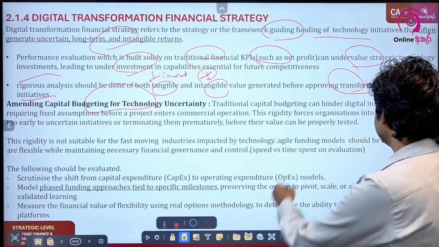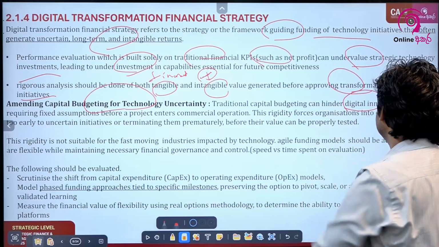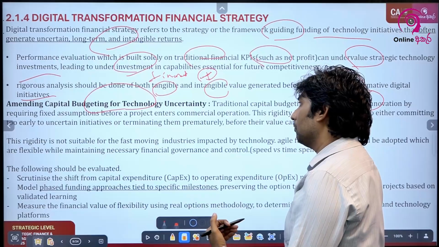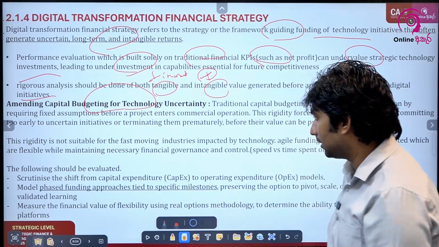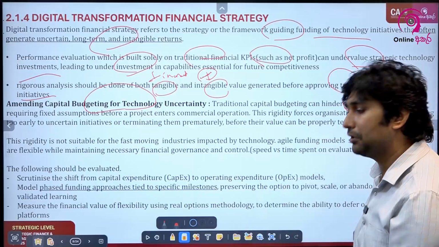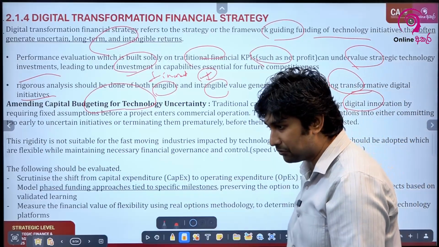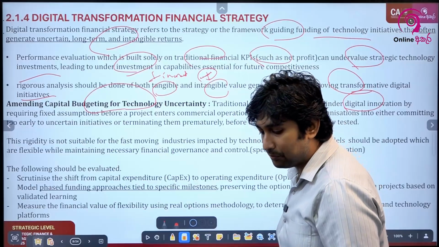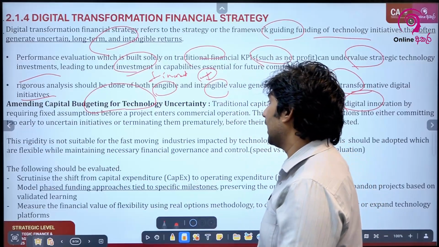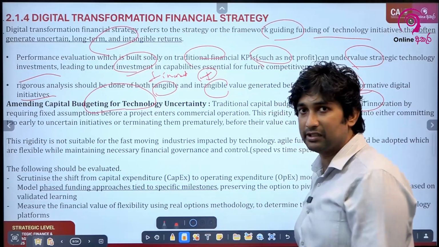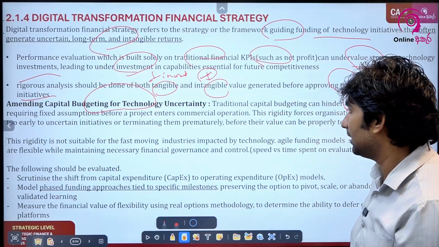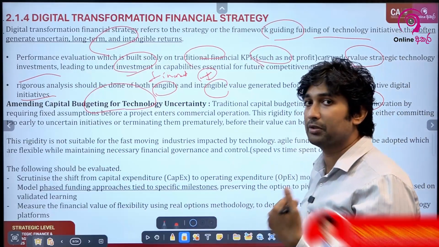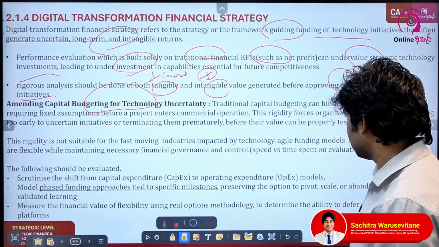Traditional capital budgeting will discourage digital innovation, because when we implement a technology related project, for the benefit of that project to be realized, it will take a significant period of time. So at the point where you are doing the capital budgeting, you are unaware of the strategic benefits that digital transformation projects will in fact provide to the organization.